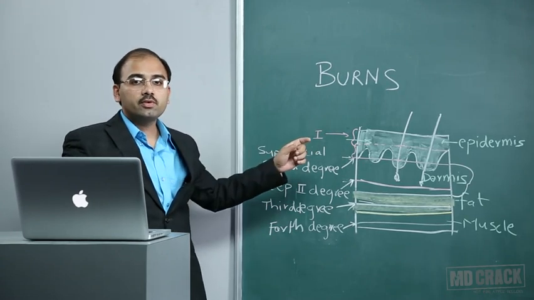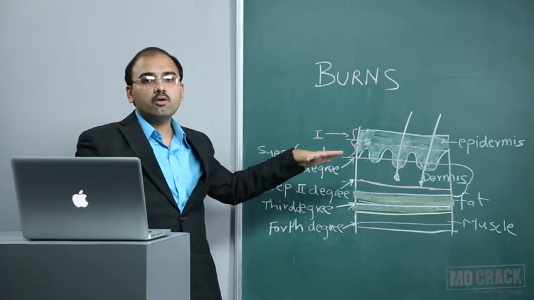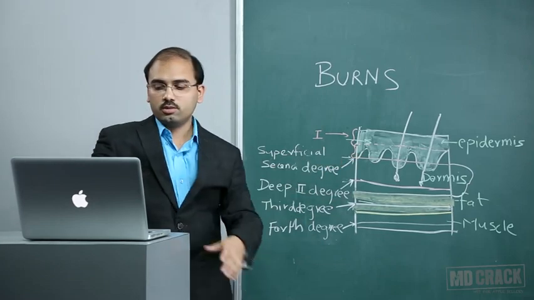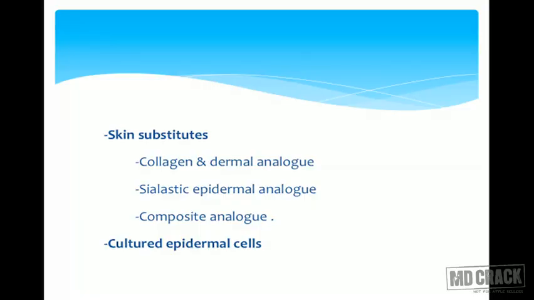For second degree superficial burns, you can cover with any of the artificial membranes like collagen. We have got skin substitutes for them. These are collagen and dermal analog. Then we have got C-elastic epidermal analog or composite analog. Nowadays, cultured epidermal cell membranes are available.